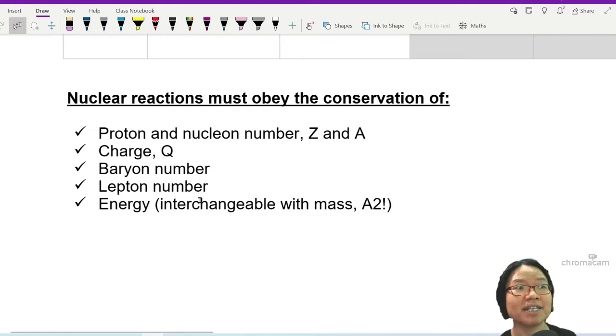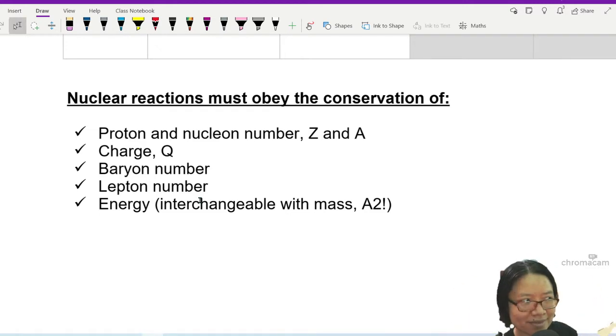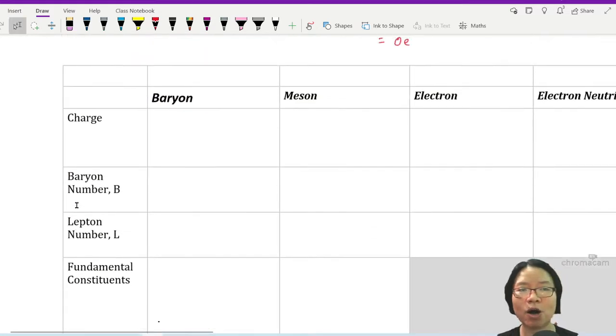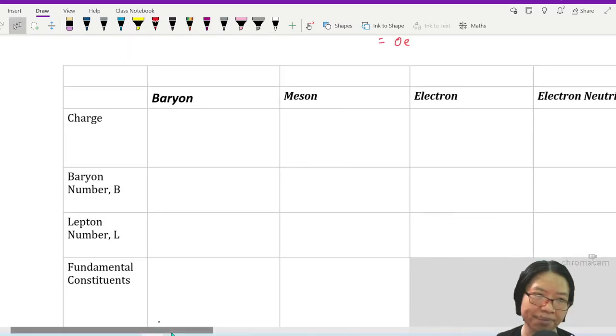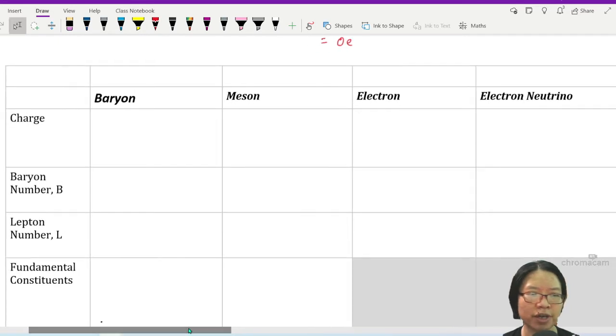So if you think about the annihilation example, although the mass is gone, it converts to energy. All right. So today we're going to look at how to assign baryon and lepton numbers. Okay. So we're going to look at baryons.